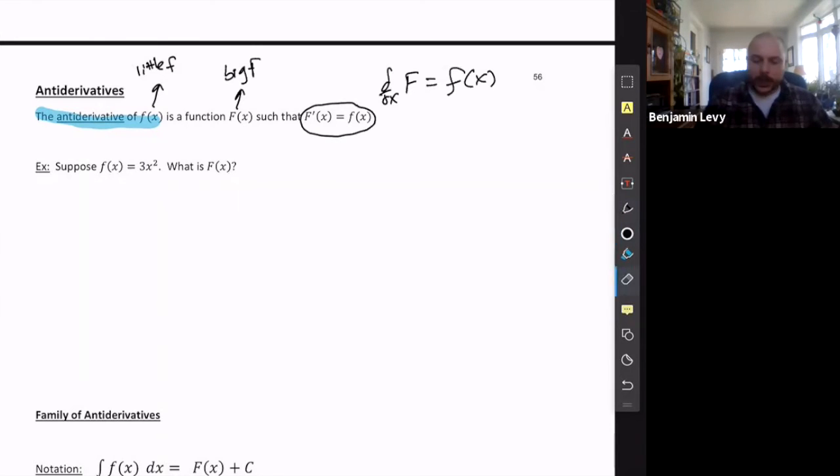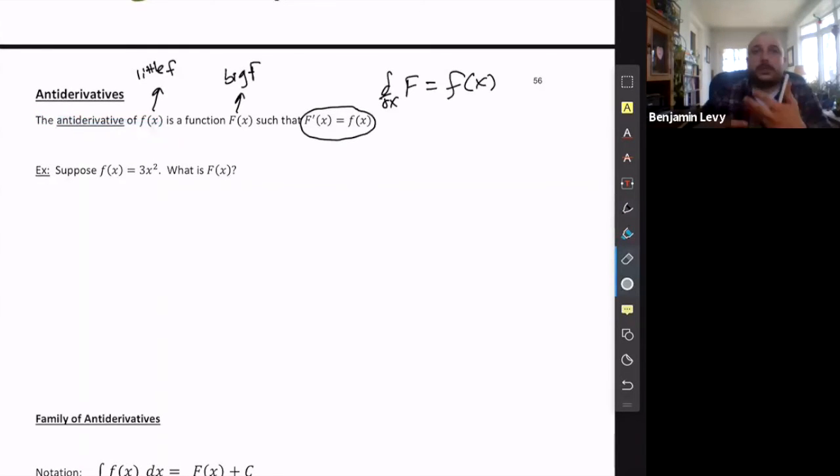So you see how the word antiderivative makes sense? We're doing the opposite of derivative. We're trying to think about, what did I take the derivative of that got me this, right? That's sort of the thought process.